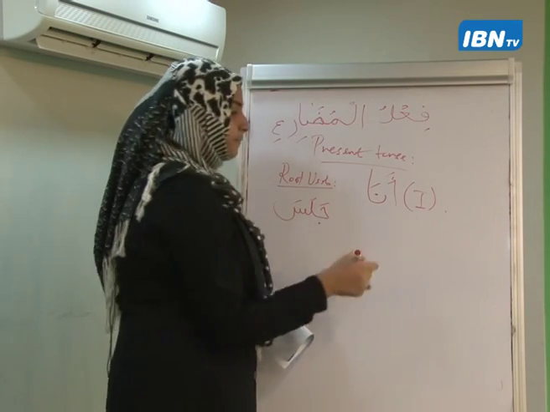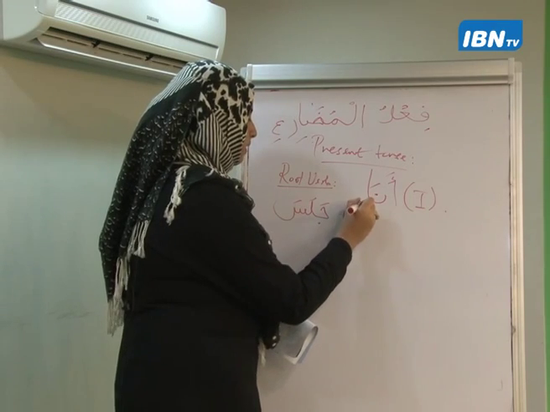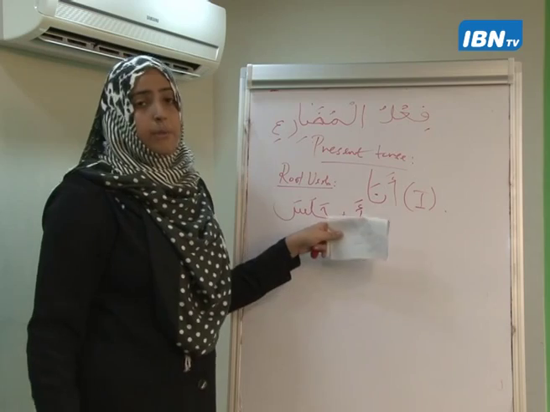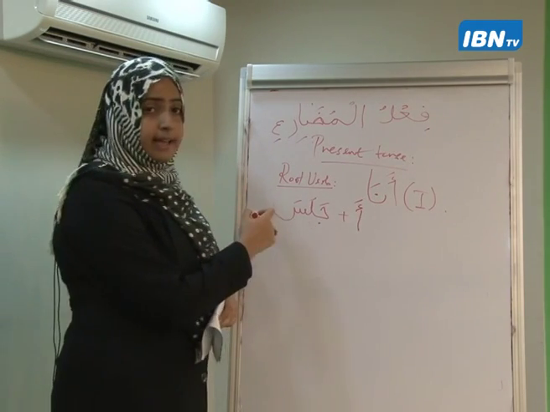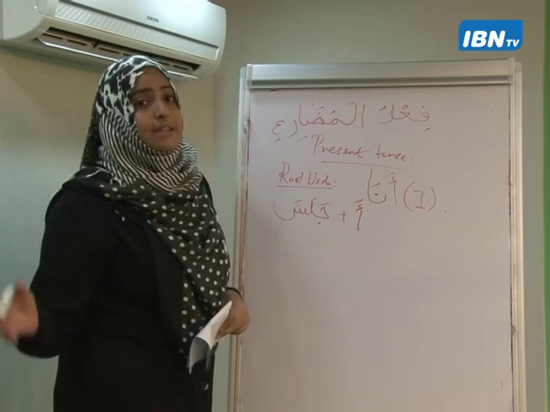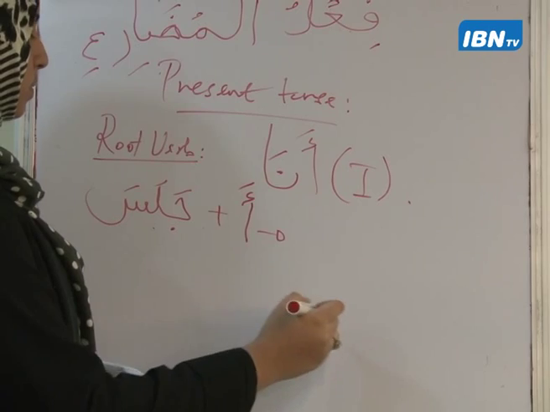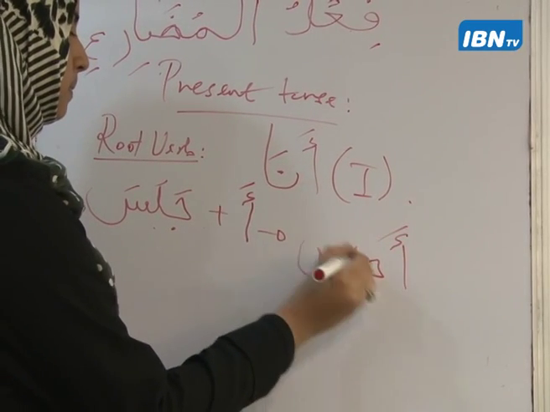So jalasa, my addition will be alif with a hamza and a fatha on top. So this is my addition. Now where will I place my addition? Will I place it at the beginning, at the middle, or at the end? My addition will be placed at the beginning, because it denotes present tense. So the result will be ajlisu.